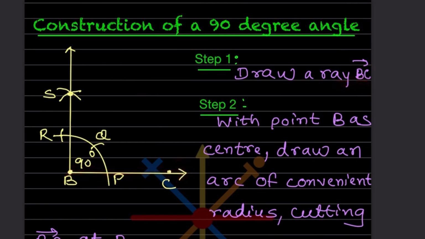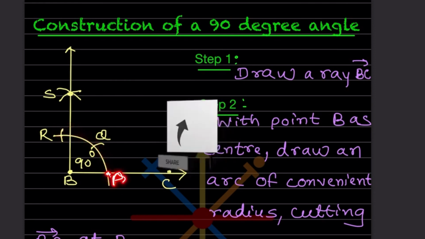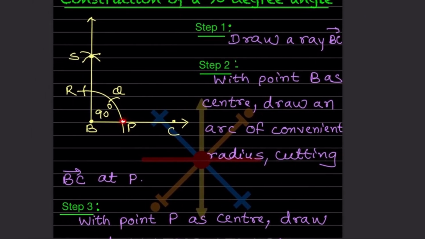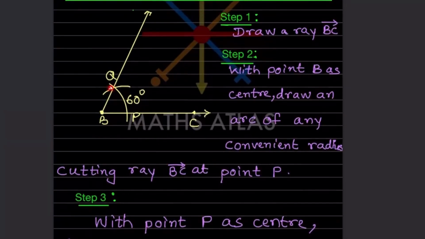Then what will you do in step 2? With point B as center, draw an arc of convenient radius, same as you did for that one. You can draw this arc, and mark the point you get as P. So in step 3, what are you going to do again? With point P as center, draw a second arc of the same radius, whatever distance you took for this one, and you are going to cut it here at Q. Here you cut it at this point, isn't it?